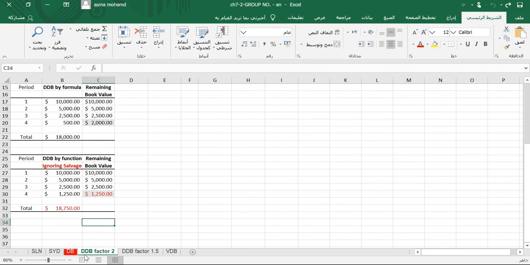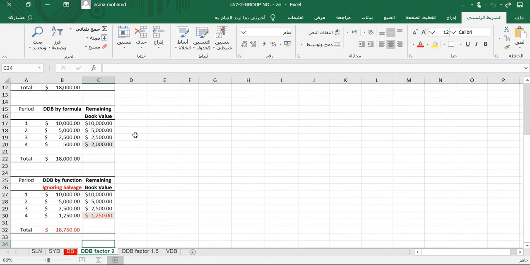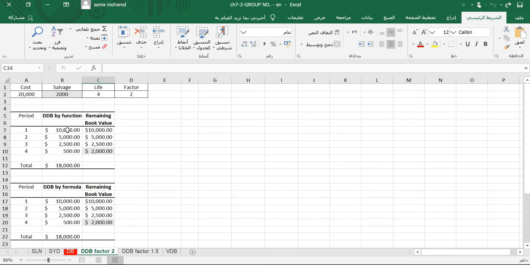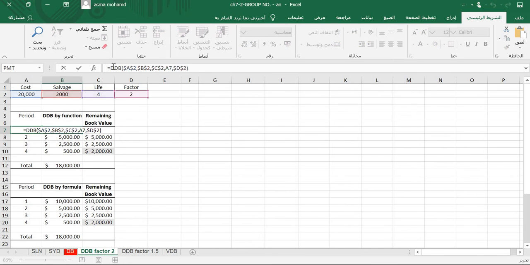Now let's see the double declining balance. If we are using the function, it will be very easy. We just add the equal sign, then write DDB, which refers to double declining balance, and then open the parentheses and then add the cost, and you can see here that the cost is constant, and we have added a dollar sign to have an absolute reference.